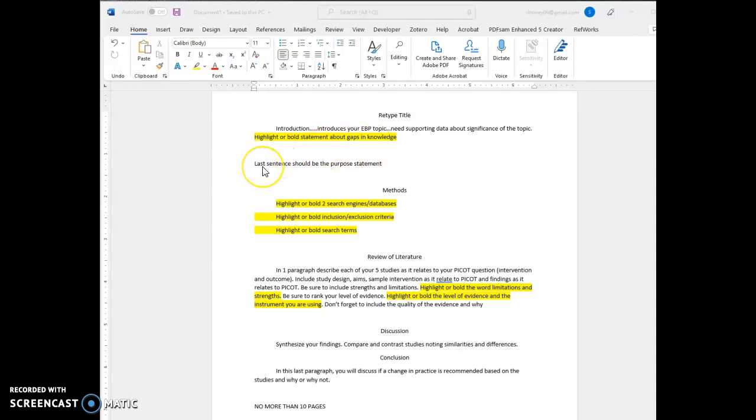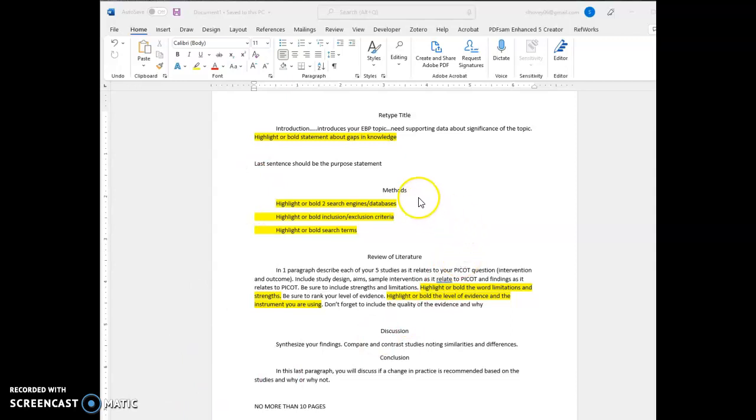And always remember that your last sentence of the introduction is your thesis statement. So that should be your purpose statement. And you generally start out by saying the purpose of this paper is, and that will help you construct a very strong thesis statement.